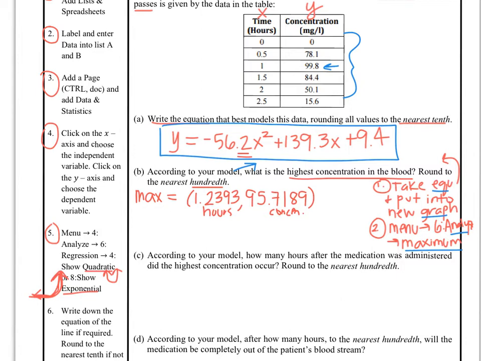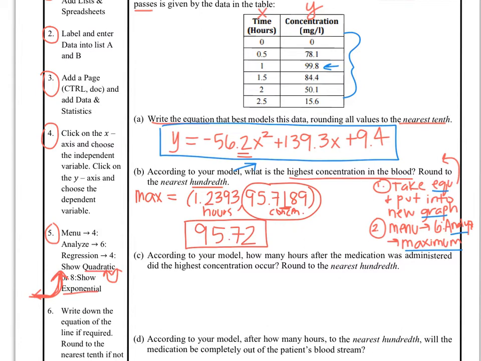So I apologize. But if they want the highest concentration, you're just taking the Y value, and you want it to the nearest hundredth, so it'll be 95.7, we're looking at the 1 there, so it'll be 7.2. Okay, so that is the concentration in milligrams per liter. All right, and then part C we can actually do according to the maximum point.